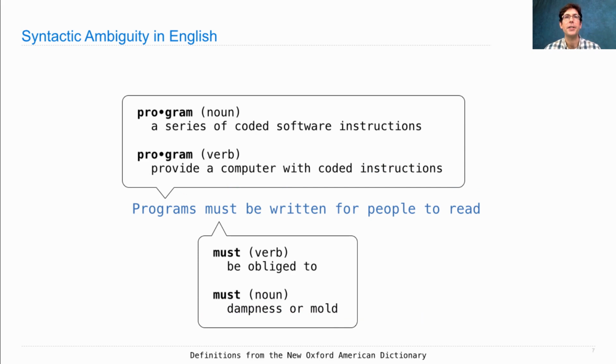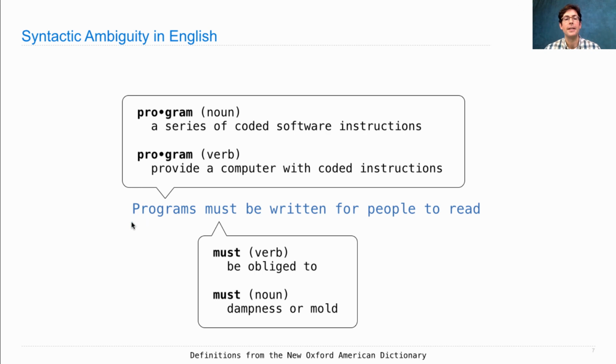Syntactic ambiguity doesn't just involve how you divide a sentence up into phrases, but also how you determine which syntactic category is being used for each word or phrase. So the word program could either be a noun, meaning a series of coded software instructions, or a verb, meaning to actually write those coded instructions. And likewise, must could be a verb or a noun. Be obliged to is the verb, dampness or mold is the noun.